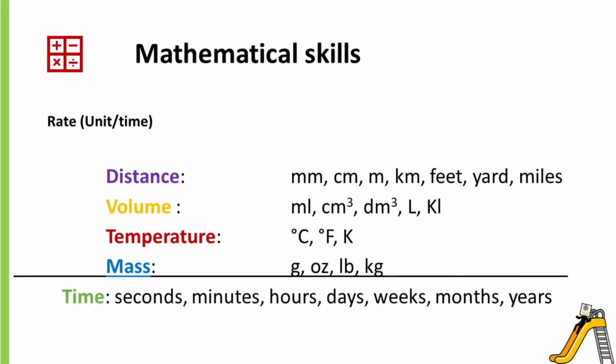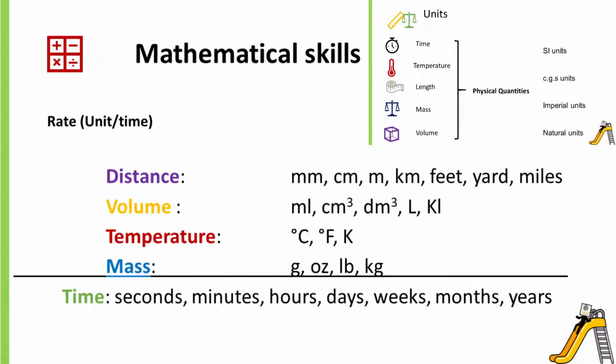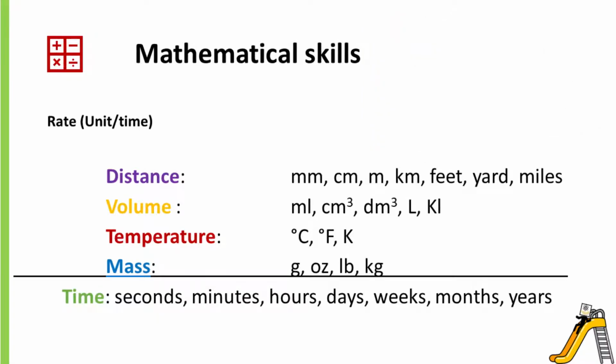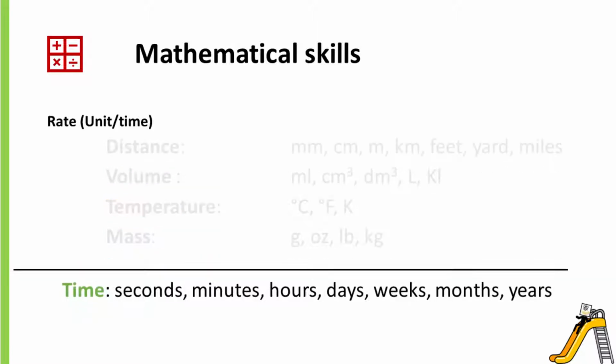Now, the different units that I have taught you about in a previous video, which I have linked down below, and I'm also going to put on an info card for you, I have taught you about distance, volume, temperature, and mass. And these are all the different units that I gave you for measuring all of the different quantities. And then, of course, they will all need to be divided by time, and the different units that are available for time are seconds, minutes, hours, days, weeks, months, and years.